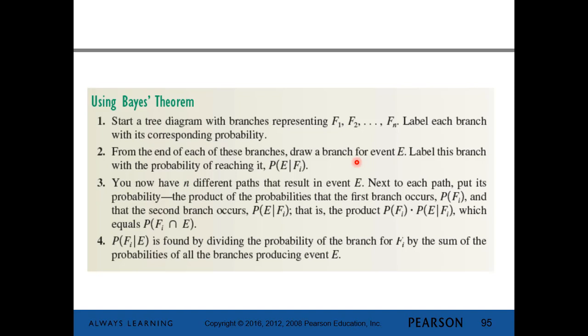So next to each path, you're going to put the probability for that particular branch, the product of the probabilities on the branch. So you multiply down each branch, and that's going to give you the probability, the conditional probability of F sub i.